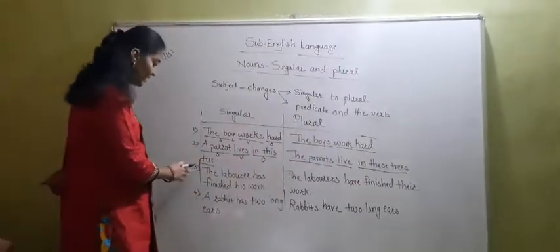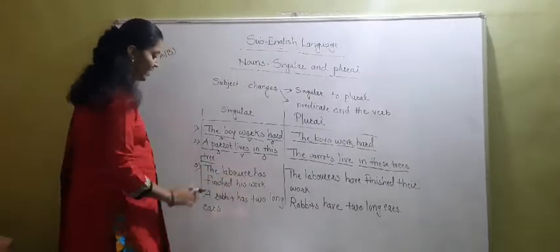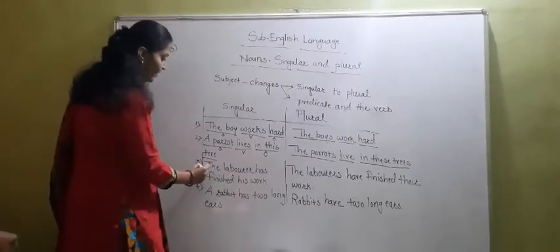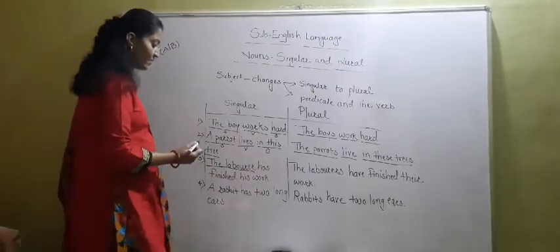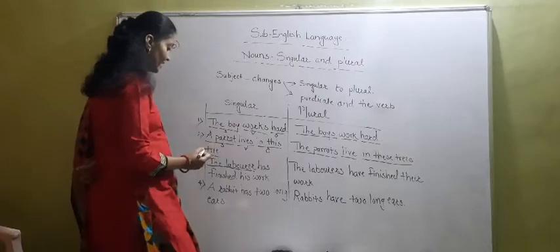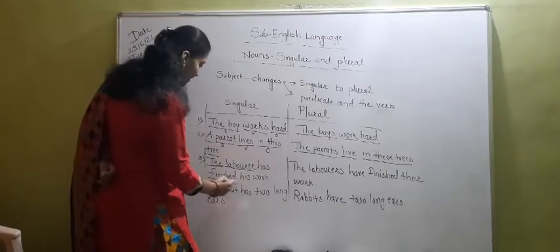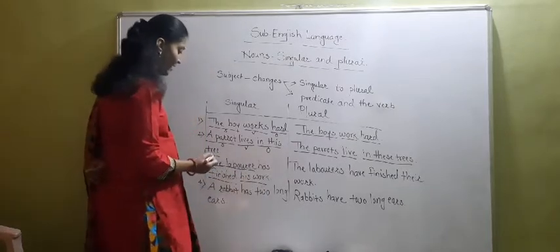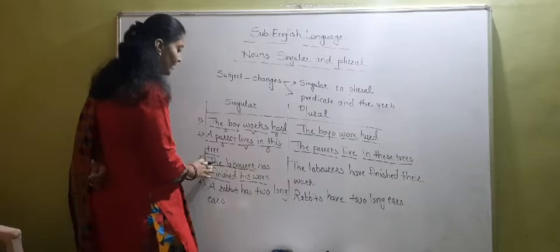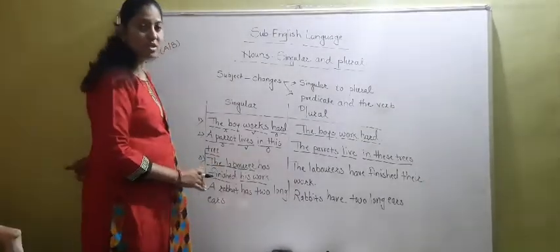Now see the third sentence. The laborer has finished his work. Now obviously you can tell very easily. Laborer is the subject. Has finished. Finished is the verb. His work is the object. So here the subject is in the singular form.